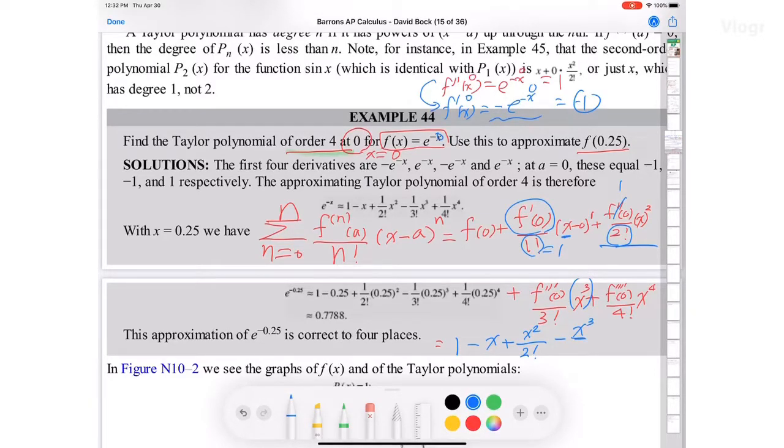And then 3 factorial. The fourth derivative is equal to the second derivative, right? Negative, just negative e to the negative x's derivative again. So e to the negative x. Plug in 0 for x, it will be positive 1, right? So positive 1 times x to the fourth power over 4 factorial.